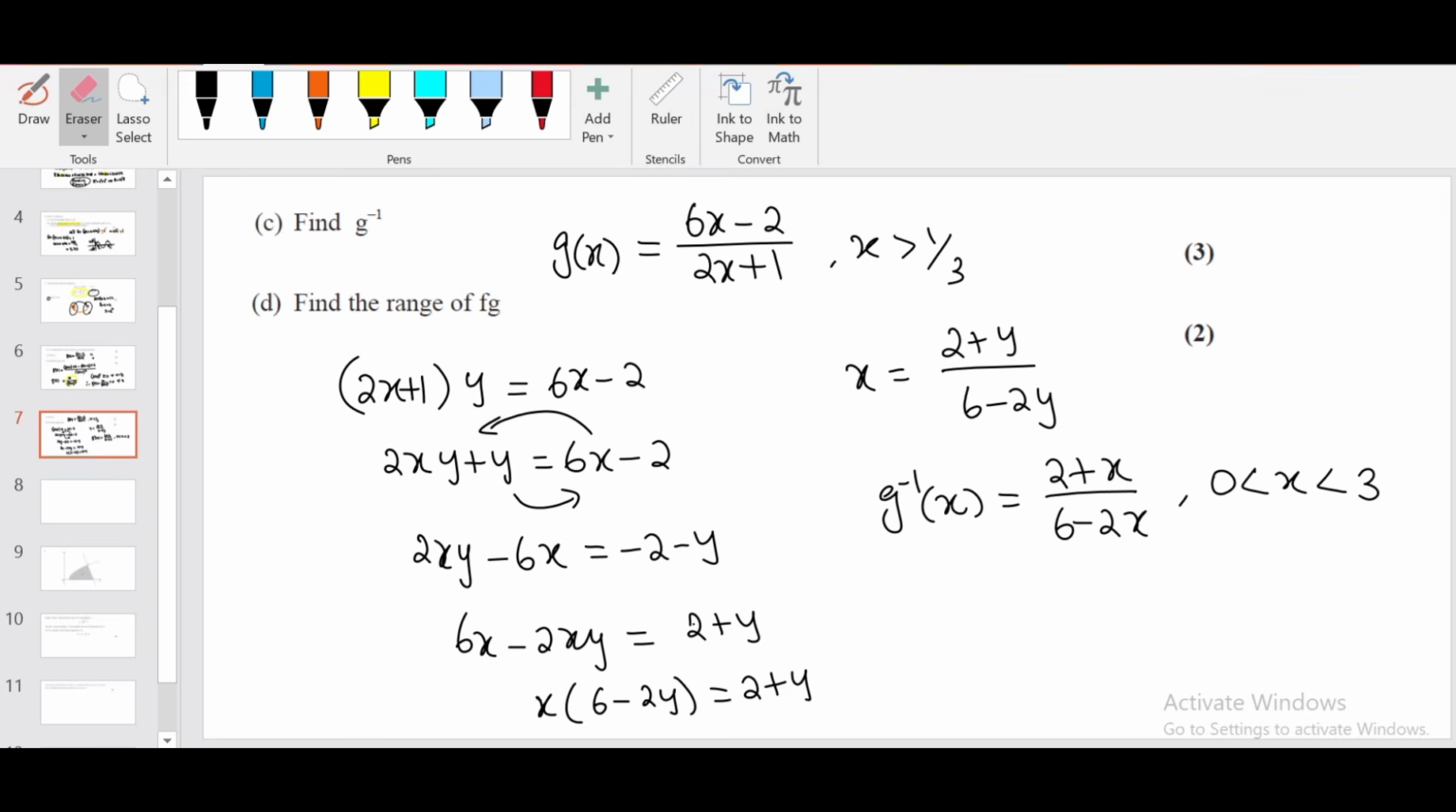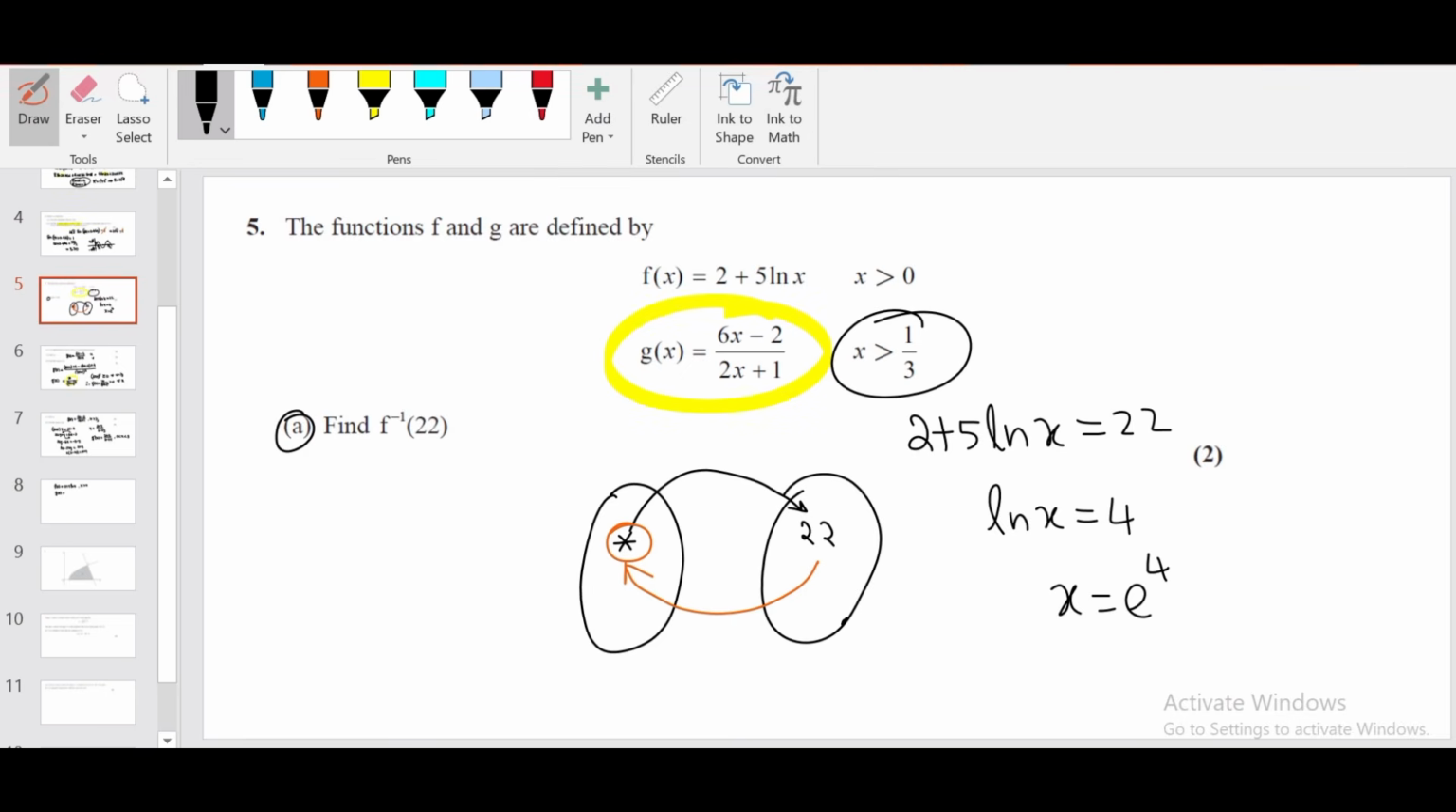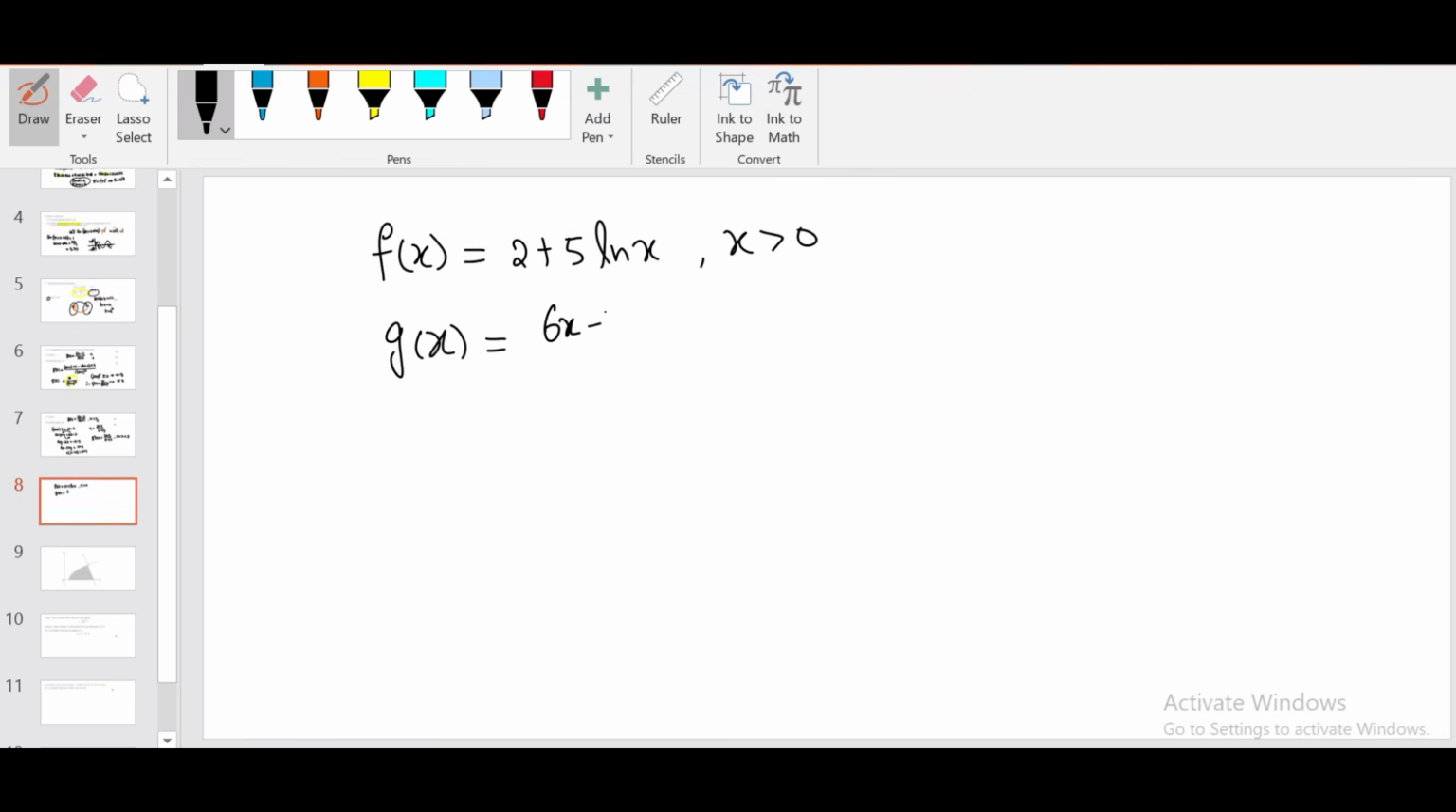That's all. Now find the range of fg. We have the function f of x is equal to 2 plus 5 ln x, and the domain is this. And we have g of x is equal to 6x minus 2 over 2x plus 1. The domain is x greater than 1 over 3, and the range of this function is 0 less than g of x less than 3. That's the range.